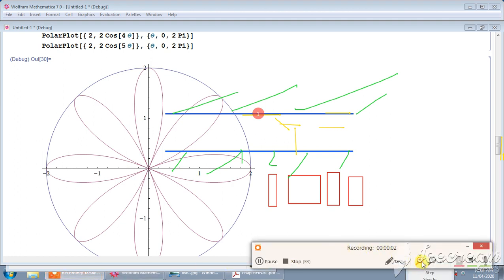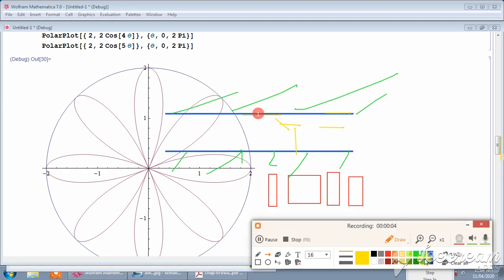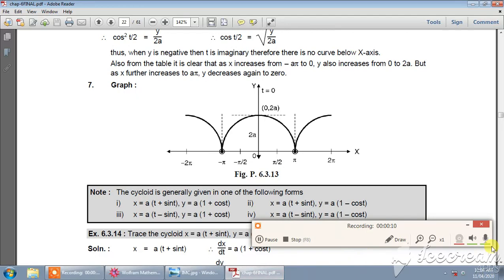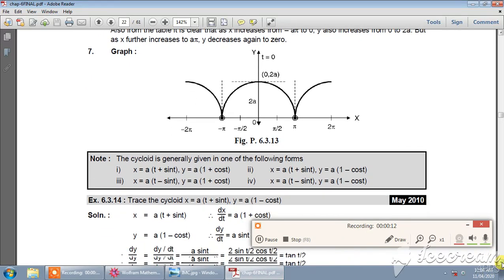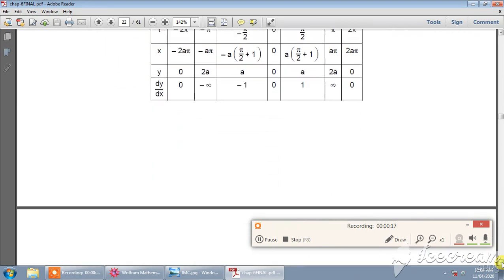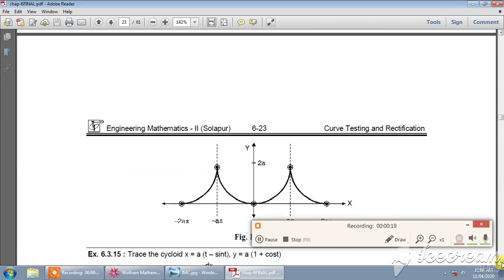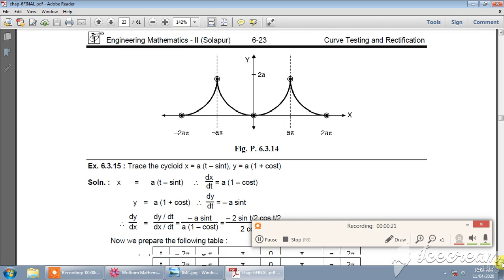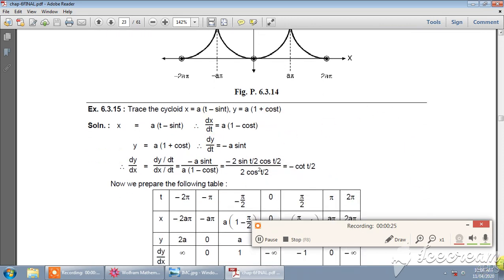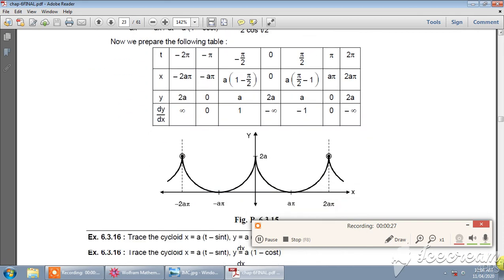Now let us have the remaining curves. So let us go for the second cycloid. Second cycloid, what in similar way you can have third cycloid, minus, plus, fourth cycloid.